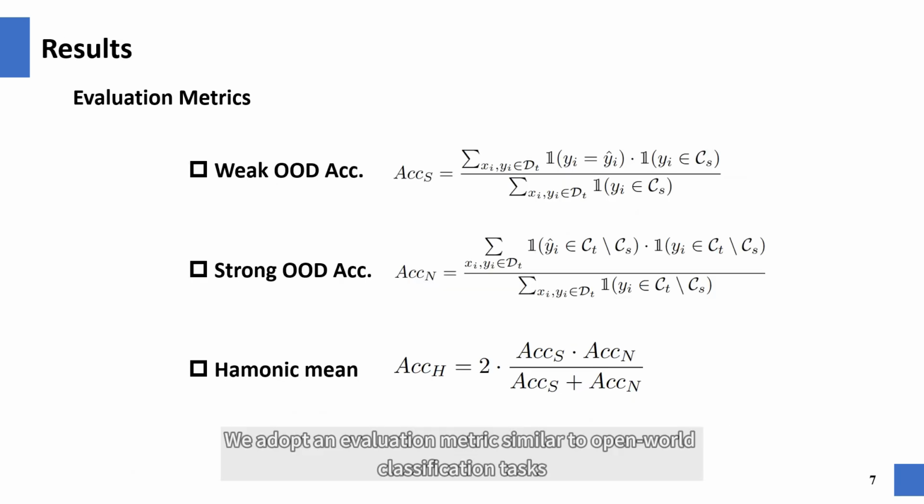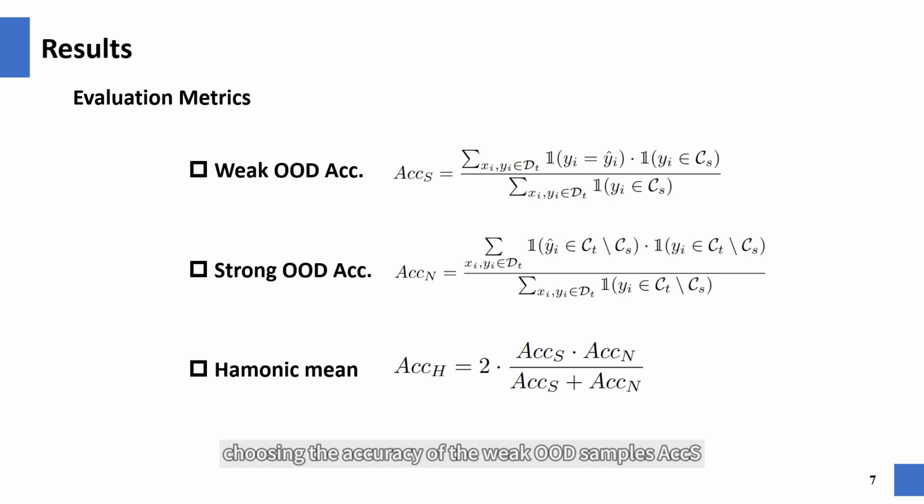We adopt an evaluation metric similar to open world classification tasks, choosing the accuracy of the weak OOD samples, ACC_S, the accuracy of strong OOD samples, ACC_N, and the harmonic mean, ACC_H, between ACC_S and ACC_N.